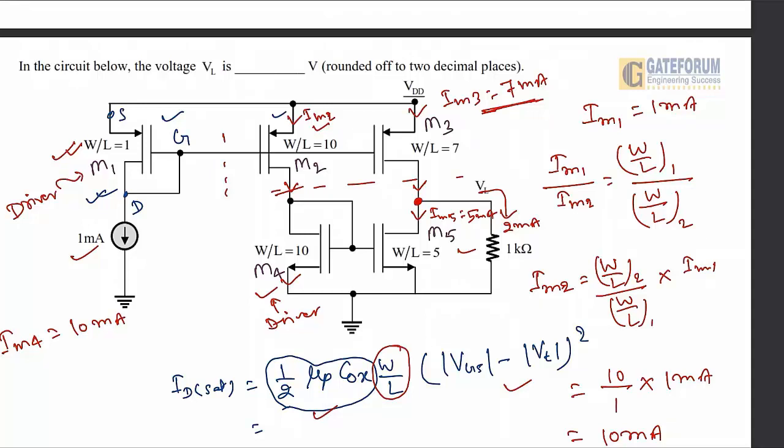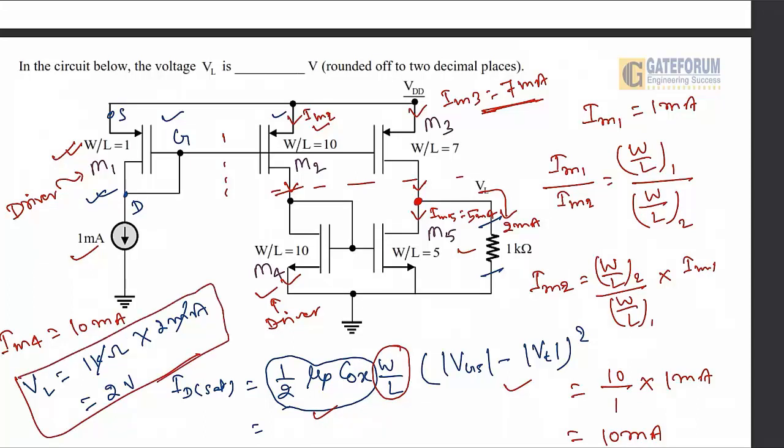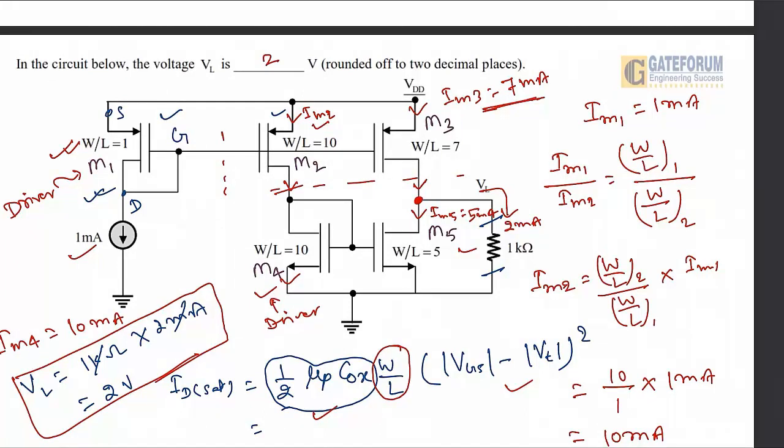So their VL voltage will be how much? VL is the voltage appearing across this 1 kilo ohm resistor: 1 kilo ohm into 2 milliampere. Kilo and milli get cancelled and we get 2 volt. So the VL voltage for this question is 2 volt. The numerical answer for this question is 2, and that is the final answer. This is the end of the explanation for this question.